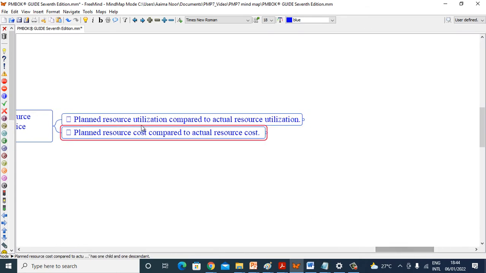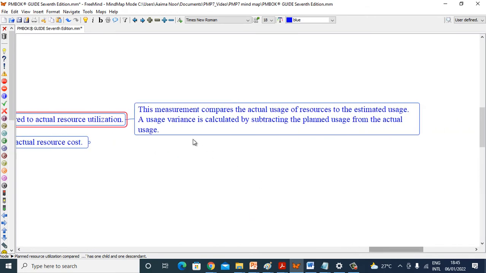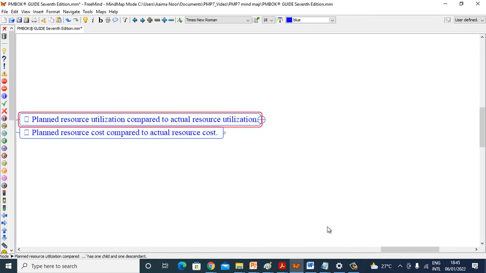So let's see first planned resource utilization compared to actual resource utilization. This measurement compares the actual usage of resources to the estimated usage. A usage variance is calculated by subtracting the planned usage from the actual usage.